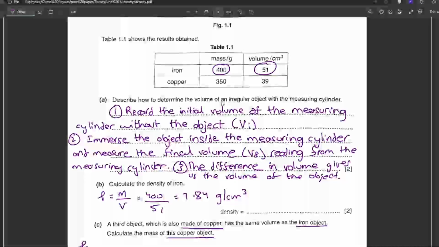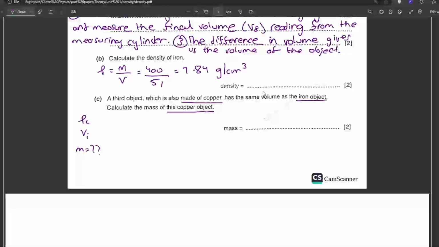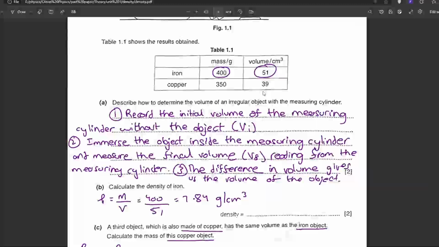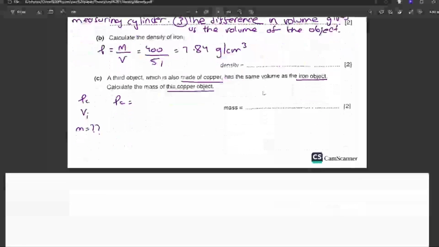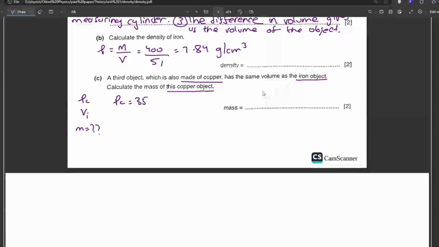Can I calculate the density of copper first of all? Let's calculate the density of copper. The density of copper will be equal to mass over volume. What is the mass of copper? 350 divided by volume, that is 39. So 350 divided by 39. Your density of copper comes out to be 8.97 grams per centimeter cube.